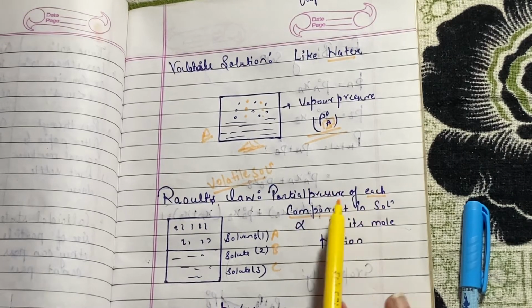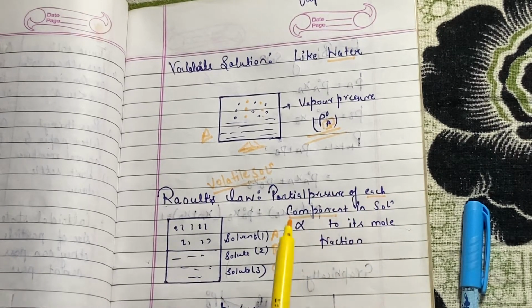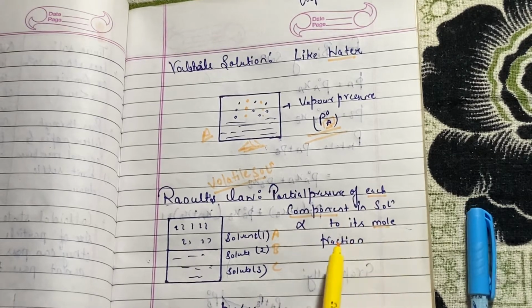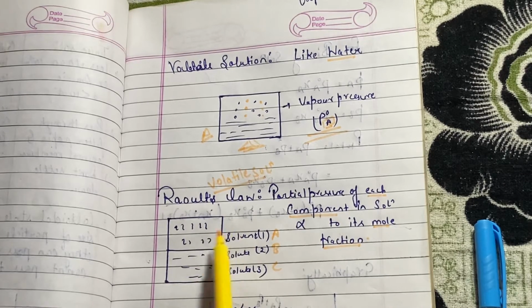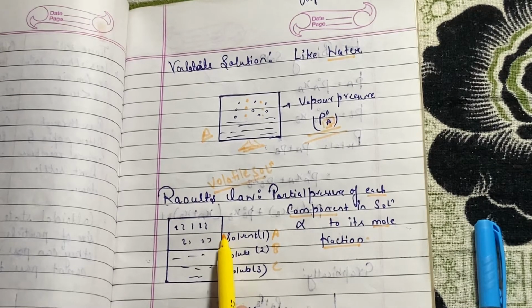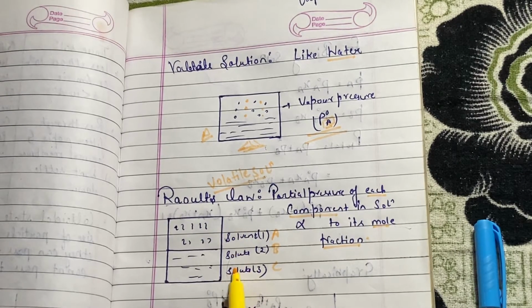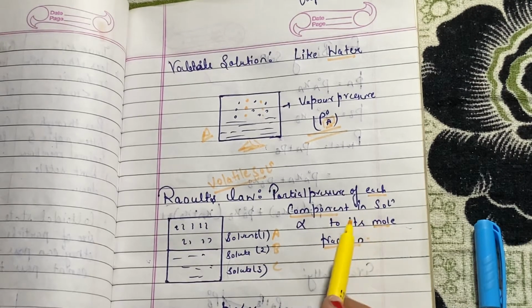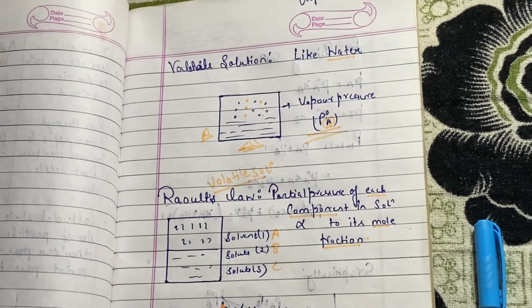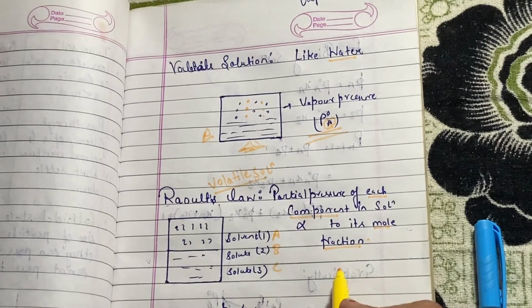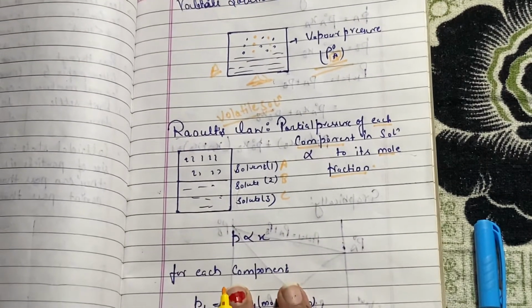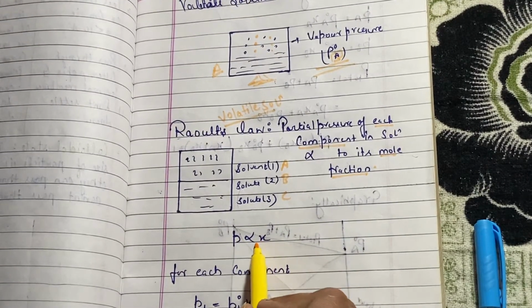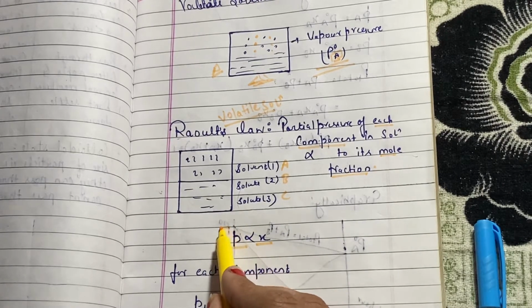Partial pressure of each component in solution is directly proportional to its mole fraction. So the partial pressure of the solvent and of the solutes is directly proportional to their mole fraction. So in total, that is, partial pressure is directly proportional to mole fraction. Okay, so you can write this.